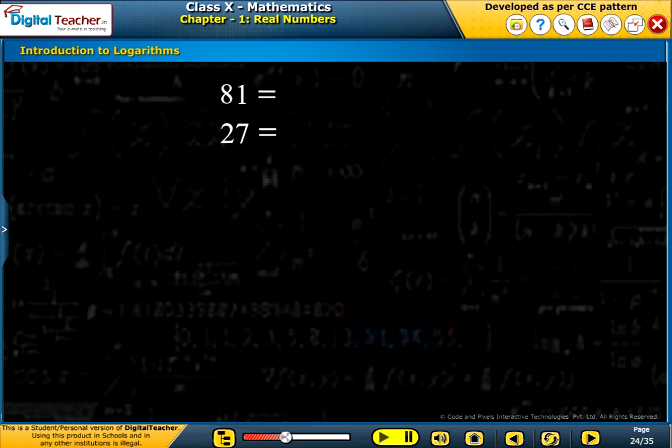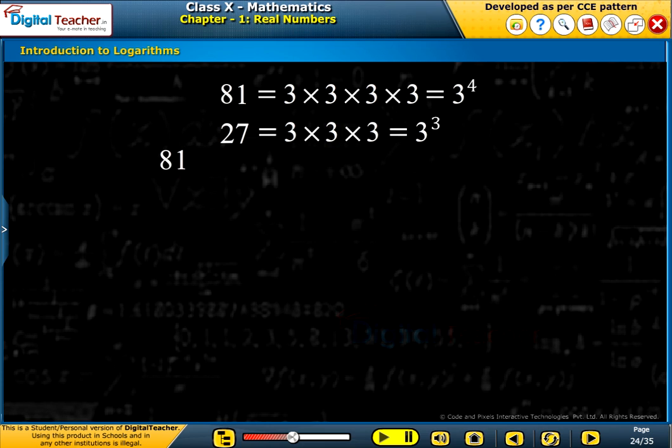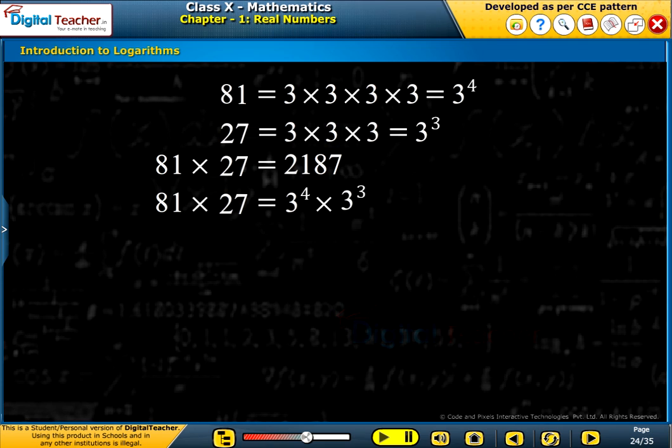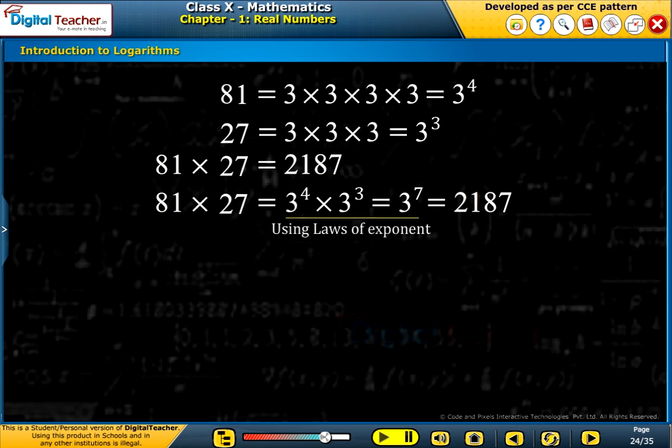We know that any composite number can be expressed as product of powers of prime numbers. Suppose we want to multiply 27 with 81. One way is to multiply both the numbers directly. The other way is to use the rules of exponent. The product of 27 and 81 can be written as 3 power 7 according to the laws of exponents as shown on screen. Similarly, if we want to divide 81 with 27, we obtain the number 3 as per the laws of exponents.